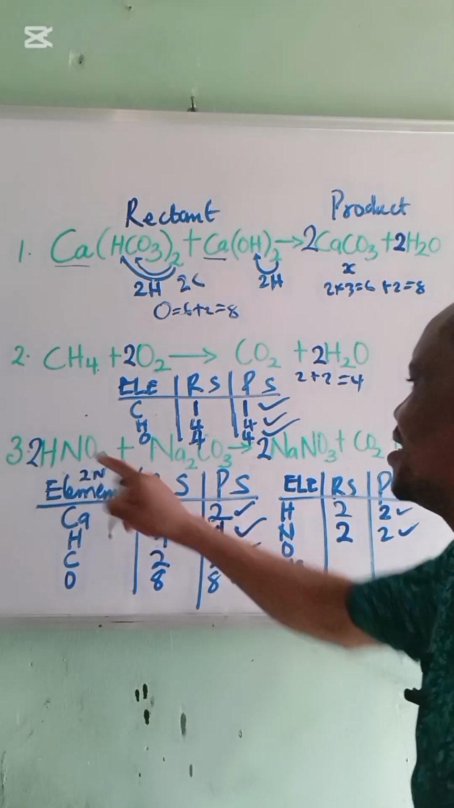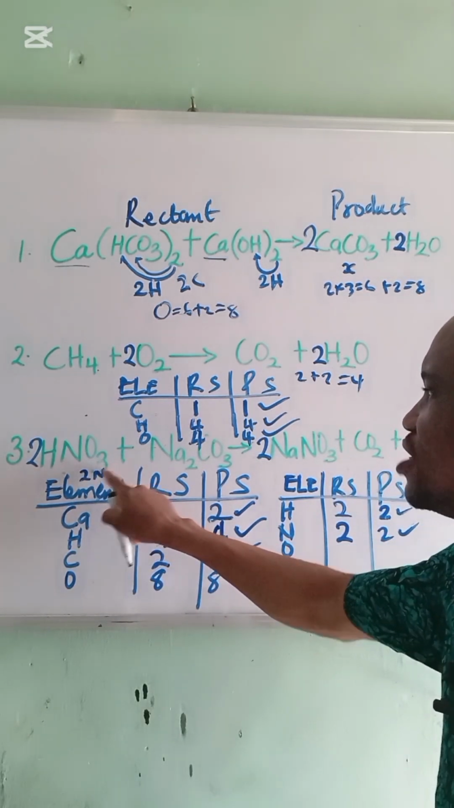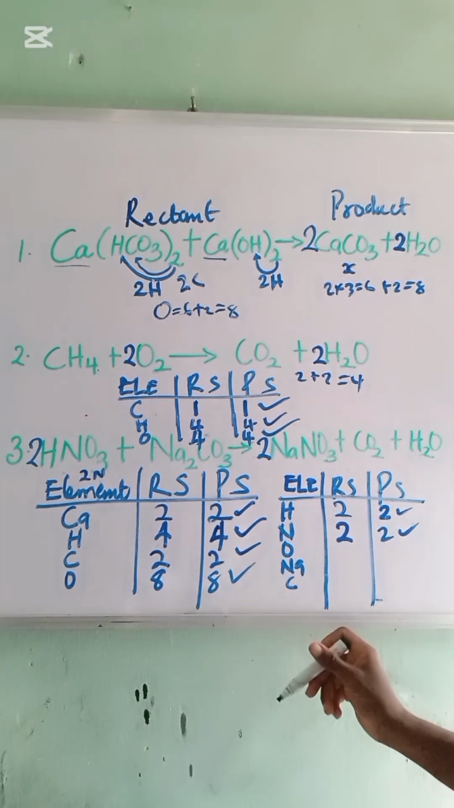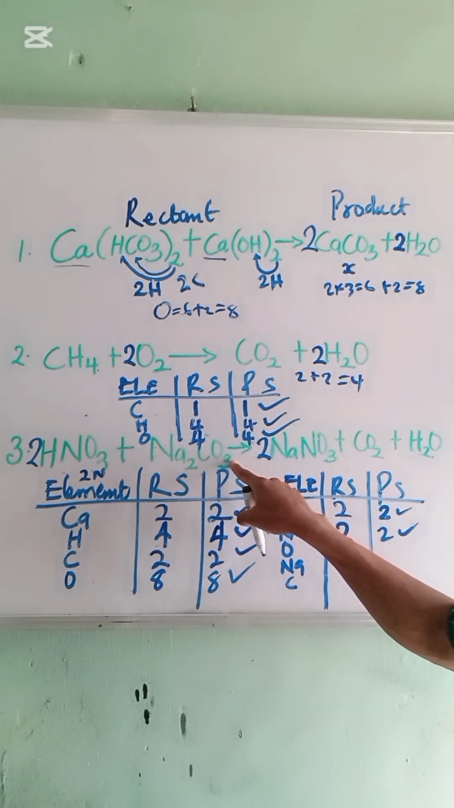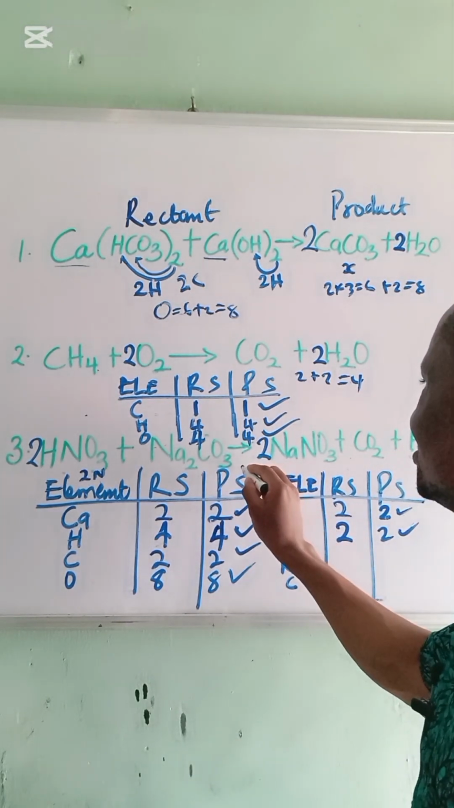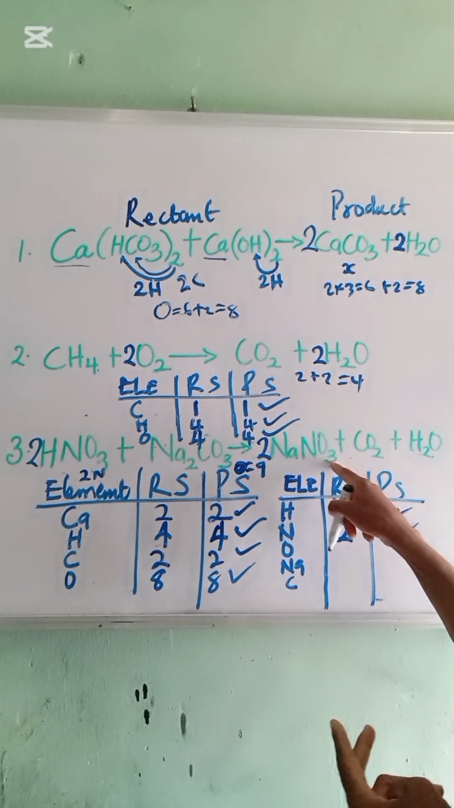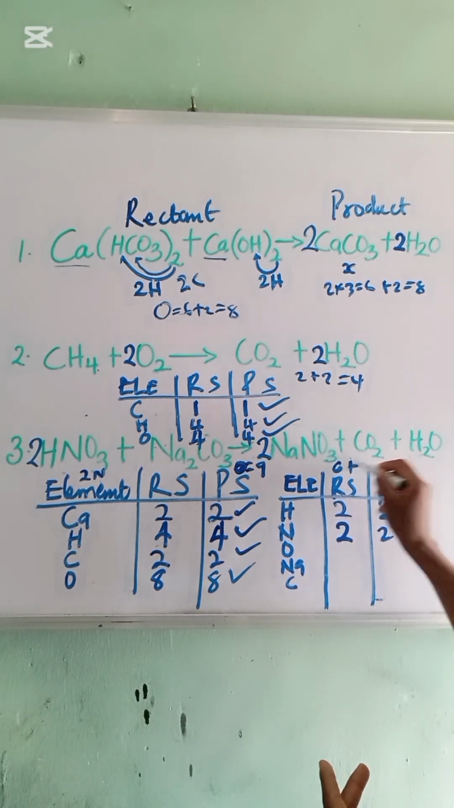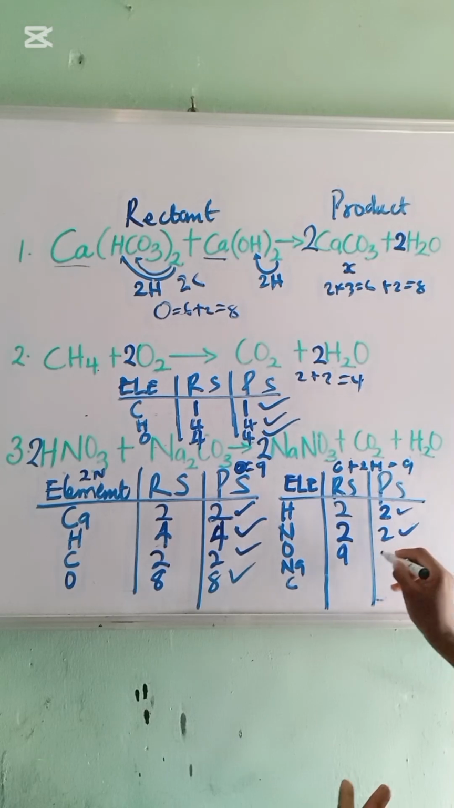Now let's check oxygen. Oxygen 2 times 3 is 6. You use this mole to multiply the number of molecules here. 2 times 3 is 6. So plus 3 is 9. So oxygen is 9 here. Let's check here. 2 times 3 is 6. 6 plus 2 plus 1 is 9. So oxygen is 9, 9.